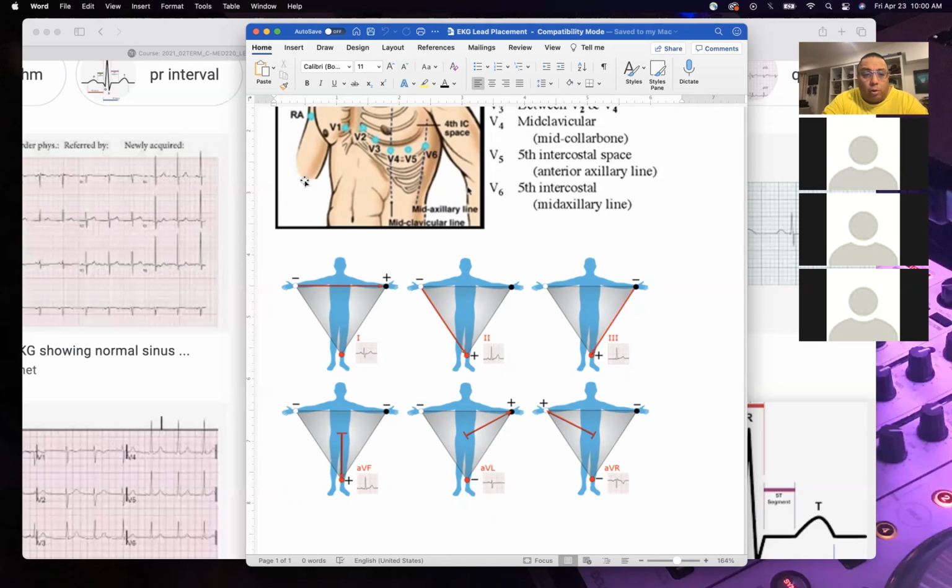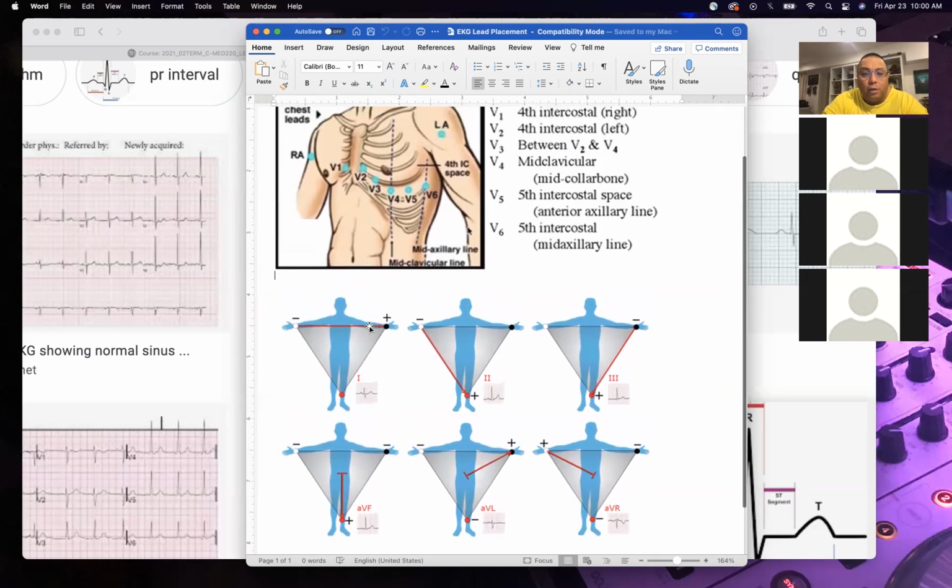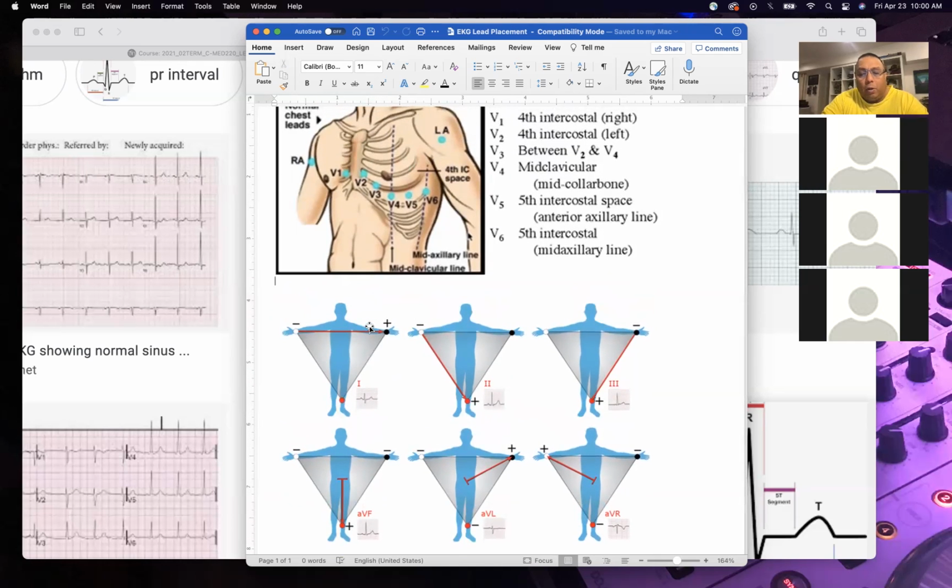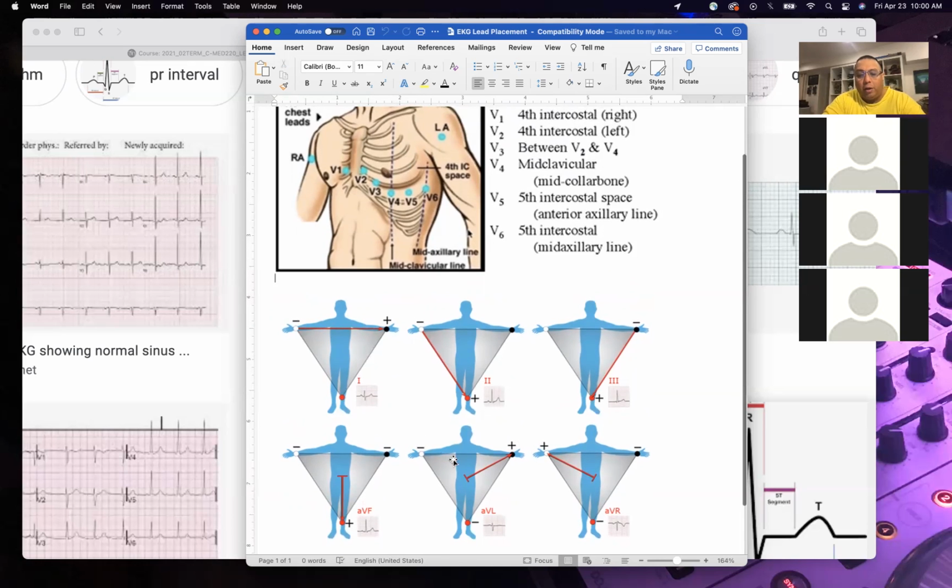Those are your little electrodes. And when you look at all of them together, this machine or this test is called a 12-lead ECG or 12-lead EKG. You see, there's 6 of them here. There's 6 of them here. So you should have 12 electrodes or 12 stickies that you're going to put on your patient. And when you're all done, what should you have? 12 stickies.